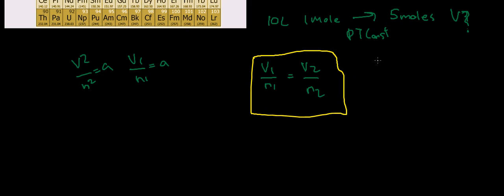But anyways, I want to find the answer to this. So 10 liters, volume 1, 1 mole. And I'm looking for volume 2, 5 moles. So in order to solve this, I just multiply both sides by 5 moles. Moles will cancel and I'll get 50 liters is equal to volume 2.